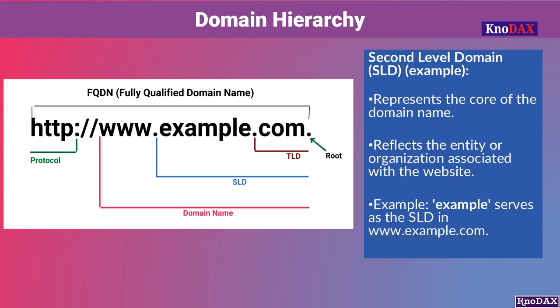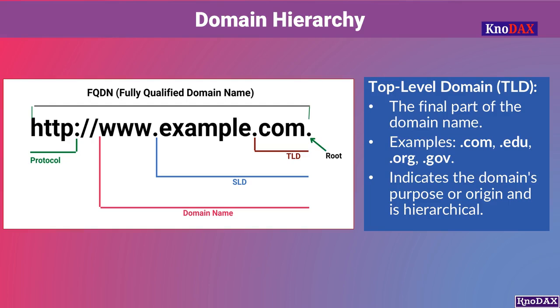The SLD represents the core of the domain name and typically reflects the entity or organization associated with the website. In this example, example serves as the SLD. The TLD is the final part of the domain name. Examples include .com, .edu, .org, and .gov. TLDs indicate the domain's purpose or origin and are hierarchical.